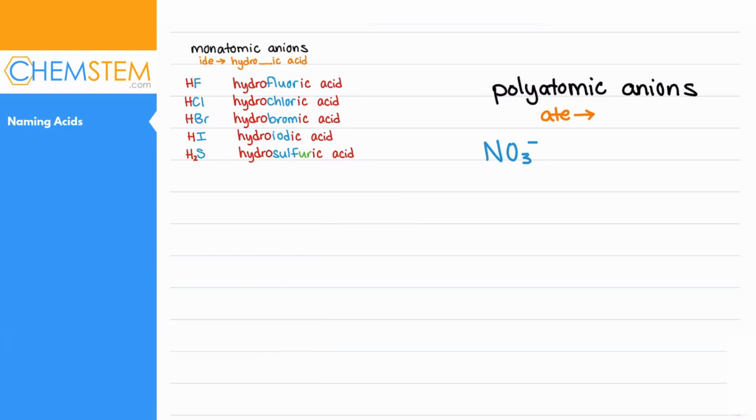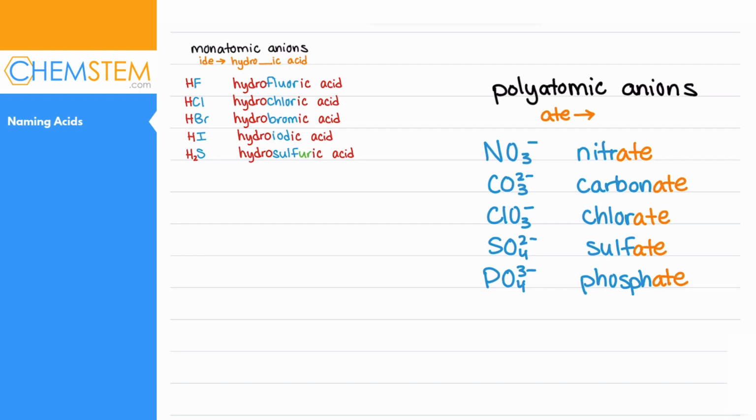So we have the nitrate ion. So Nick the Camel, I use it all the time. We have the carbonate ion, which is CO3 2-. We have the chlorate ion, which is ClO3, just 1-. We have the sulfate ion, which is SO4 2-. And we have the phosphate ion, which is PO4 3-. So let's write the names of those out. We have the names for each one listed out: nitrate, carbonate, chlorate, sulfate, and phosphate.